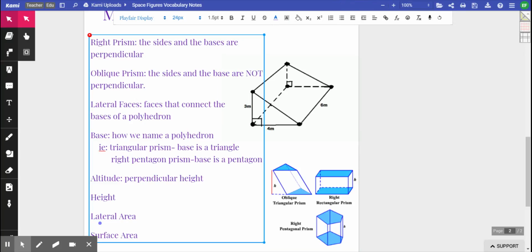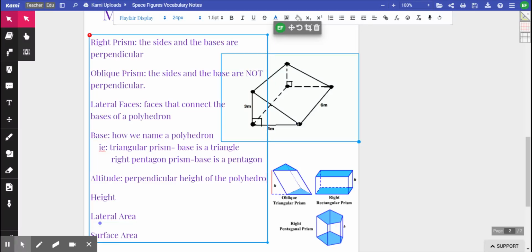Okay, and then over here, our height, well, we have to see what we're talking about. Is it the height of the prism or is it the height of the base? Because the height of the base is 3, or it could be 4, either way you're looking at it. That would be considered our height of the base, but then the height of the prism is 6. So we have to be very careful. Make sure you know what you're looking for within a problem. Are you looking for the height of the base or the height of the prism? All right, so it's the altitude, the perpendicular height of the polyhedron.